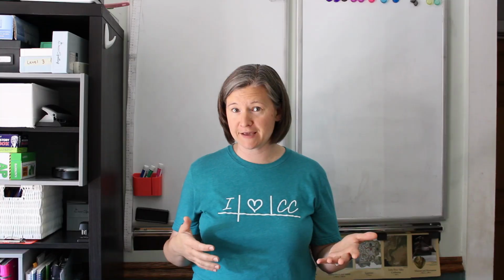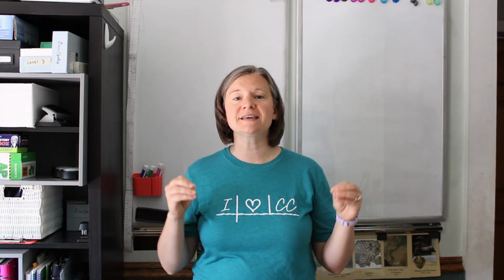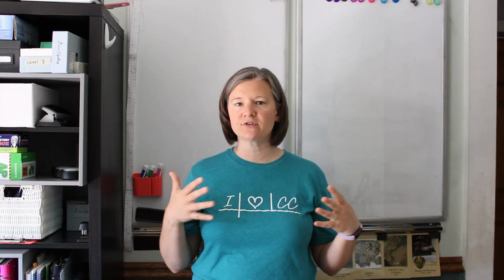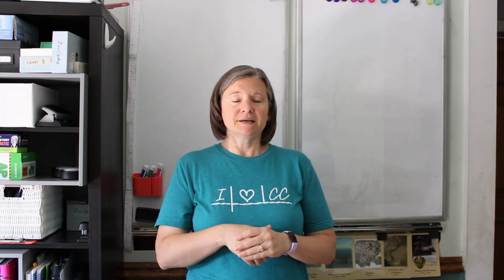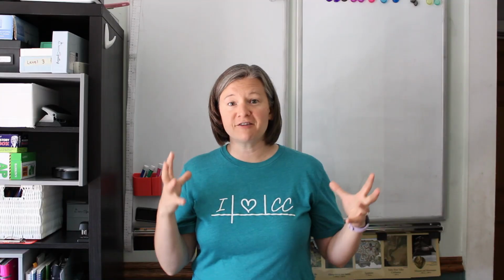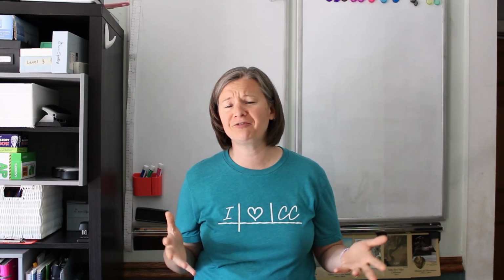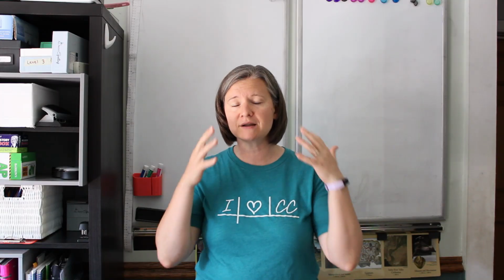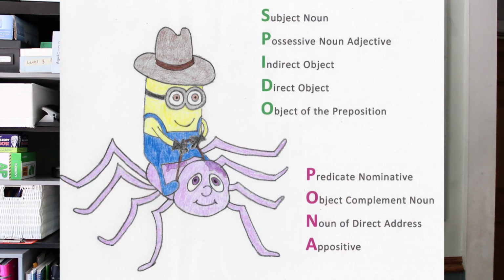The next part of Chart E consists of the noun usages. So these are the 9 different ways that we can use a noun in a sentence. The way I remember this is a very visual thing. I think this was shared maybe 5 years ago on the Essentials Tutor Facebook page. There's an image of a minion riding on the back of a spider, like it's a horse.